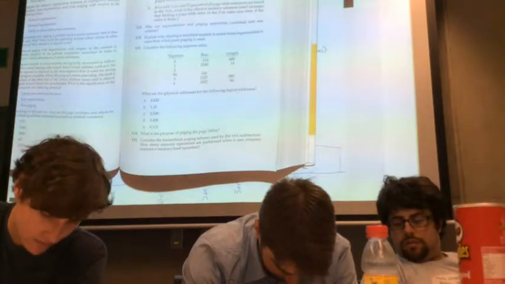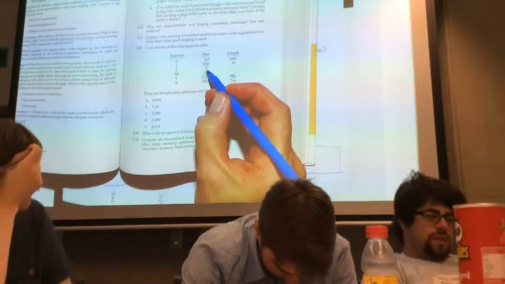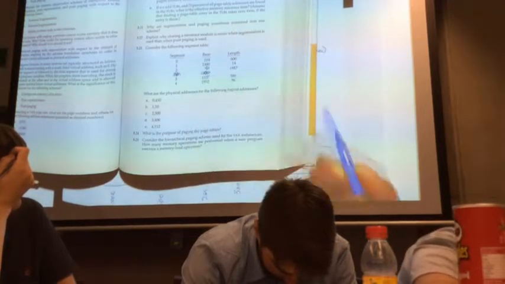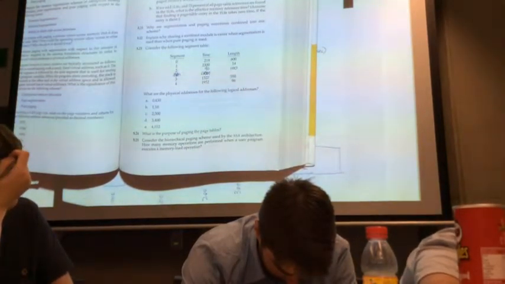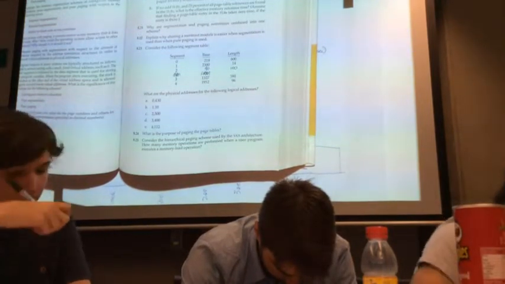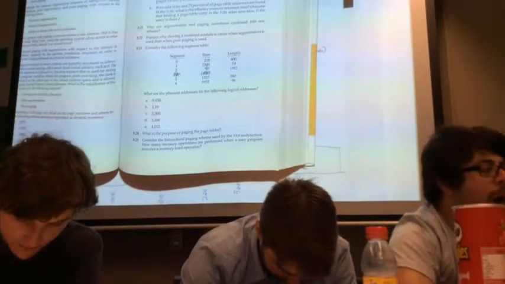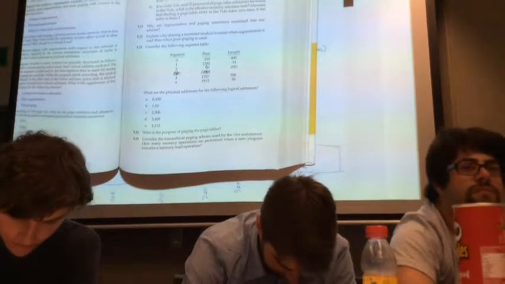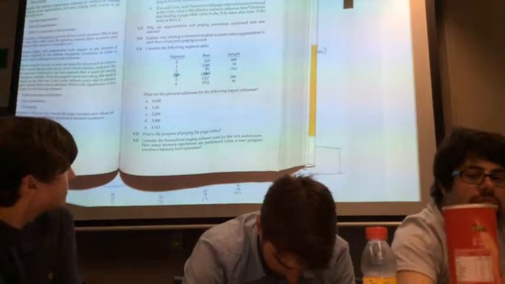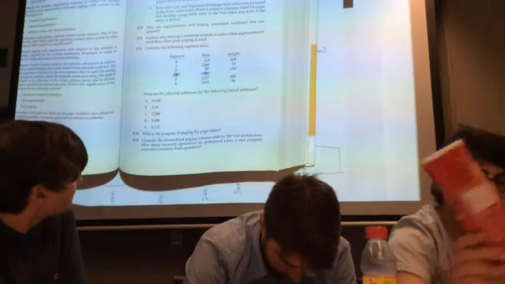Question 8.23: consider the following segment table. The formatting is a bit off here. That should be 90 there, another 100 should be there, and this shouldn't be here, and that should be there. I noticed they fixed that in the next edition. All right, so considering the following segment table, what are the physical addresses for the following logical addresses?